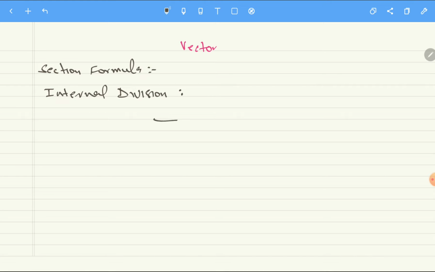Suppose we have a line segment joining 2 points A and B. Our aim is to find a position vector of point P which lies in between A and B somewhere, dividing it in the ratio m is to n internally.